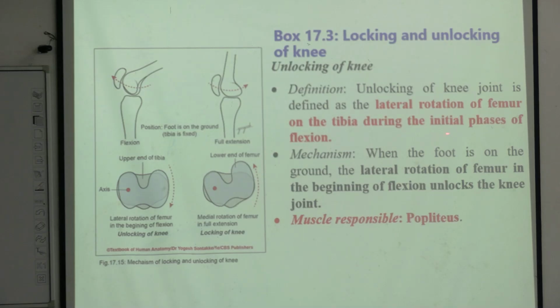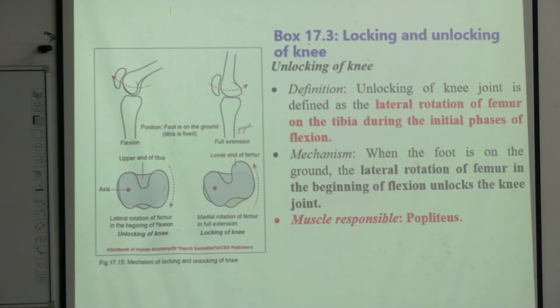So, at the beginning of flexion, we have the opposite rotation of the femur, which previously happened on the medial side and now happens on the lateral side. So, lateral rotation of the femur on the tibia happens during the beginning of flexion. The muscle helping this one is the popliteus. So, the popliteus is the muscle which unlocks the knee.